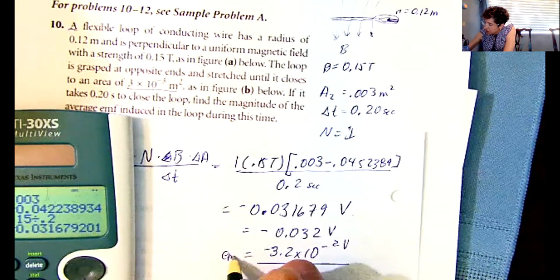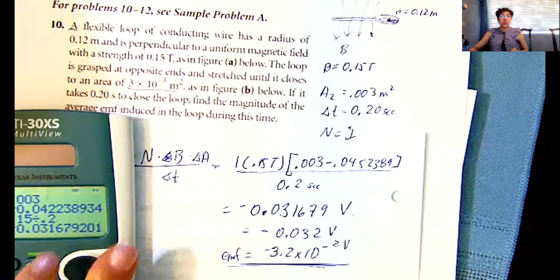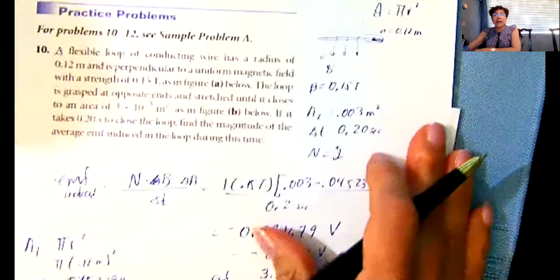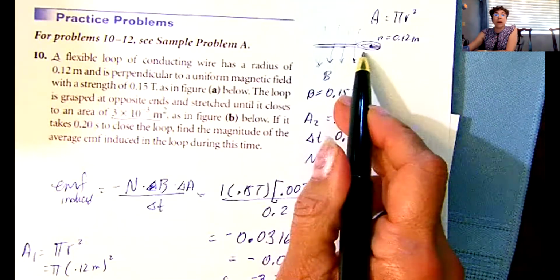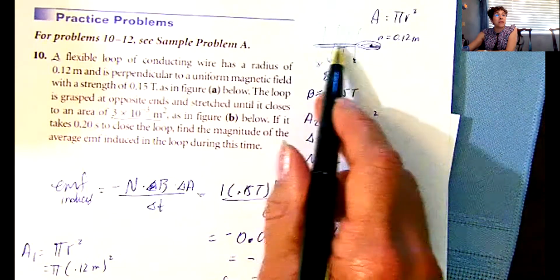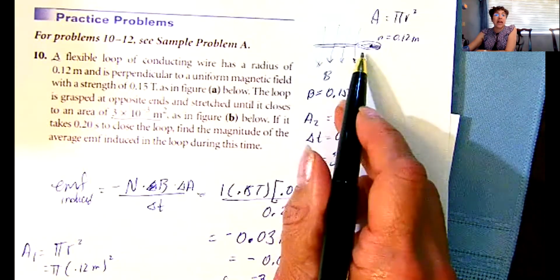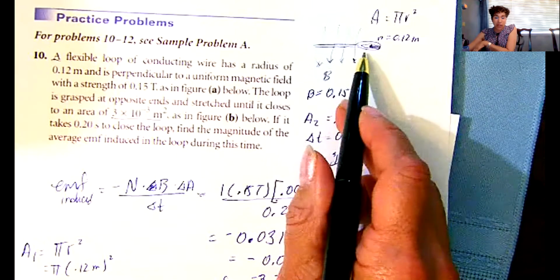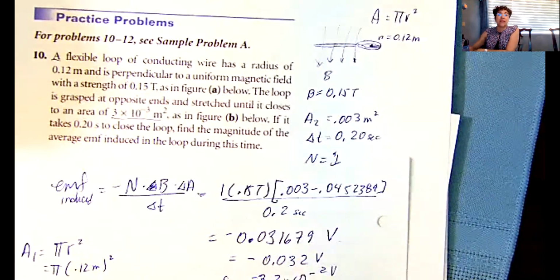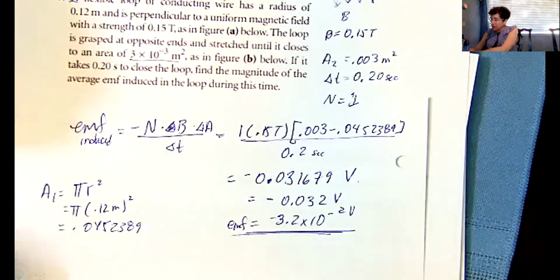So there's our EMF that was induced by taking just one coil, but we changed the area. So we had to make something change, and we just changed the area, and that's how we induce some voltage. All right, let's take a look at the second one.